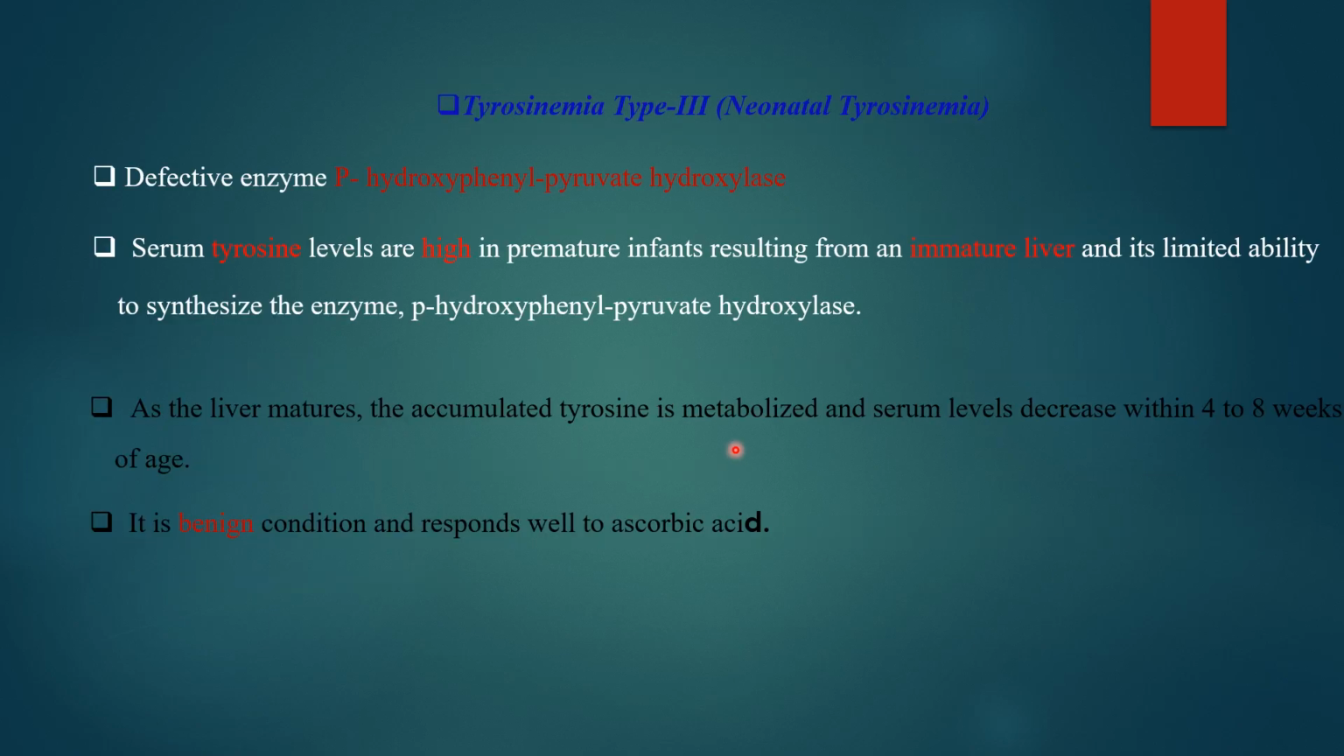Then the third type of tyrosinemia is type 3, that is also known as neonatal tyrosinemia. The defective enzyme is para-hydroxyphenylpyruvate hydroxylase. Serum tyrosine levels are high in premature infants, resulting from an immature liver and its limited ability to synthesize the enzyme para-hydroxyphenylpyruvate hydroxylase. That's how the serum level of tyrosine is very high. As the liver matures, the accumulated tyrosine is metabolized and the serum level decreases within 4 to 8 weeks of age.